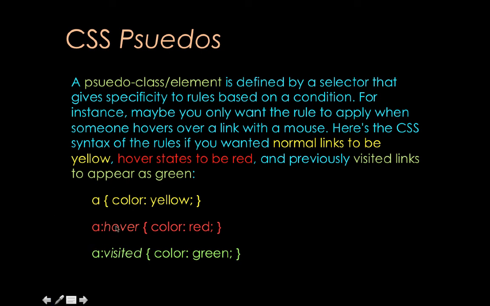But what is important though is that you understand that all instances of A are going to be yellow, but the things that you want to change in the pseudo state, you're going to have to change them here to override the original thing that happened in the original state. Okay, so the original state here would just be the A selector, and then the pseudo state of hover is going to change it to red. The pseudo state of visited is going to change it to green. Okay.